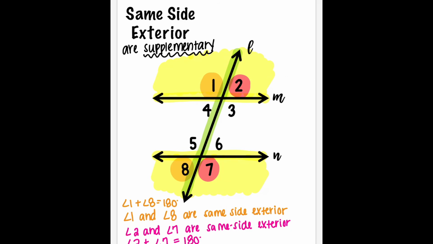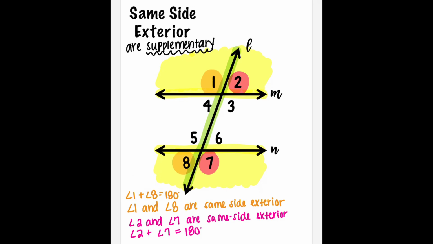So we're on the exterior, so we're above or below the parallel lines, but on the same side of the transversal. Right, so if they're on the left side, that would be angles 1 and 8. They are same side exterior. And if they're on the right side, which is angles 2 and 7, they're same side exterior. And same side exterior angles are supplementary.